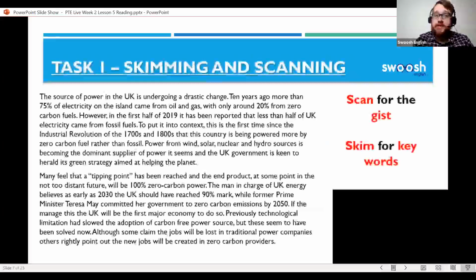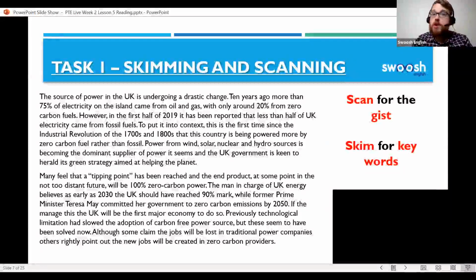Let's get into our lesson today. So the first task we're going to do is practice our skimming and scanning. So what exactly is skimming and scanning? Well, these are both techniques that we use in order to assess information and extract key information. They're both reading skills that we use to do something relatively quickly.